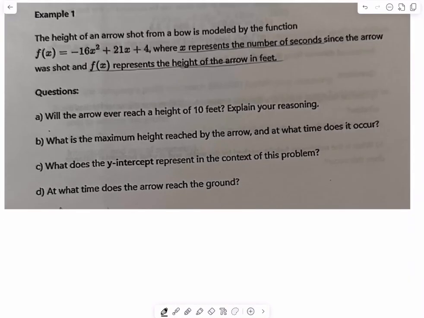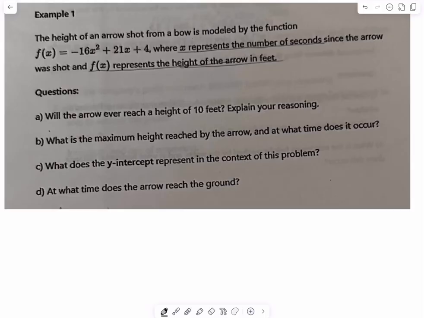We have this question from College Algebra 2. It says the height of an arrow shot from a bow is modeled by this function, where x represents the number of seconds since the arrow was shot, and f of x represents the height of the arrow in feet. There's a few questions. Part A, will the arrow ever reach a height of 10 feet? Explain your reasoning. B, what is the maximum height reached by the arrow, and at what time does it occur? C, what does the y-intercept represent in the context of this problem? And D, at what time does the arrow reach the ground?